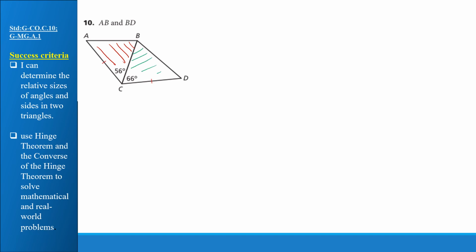Triangle ABC you have to compare with CBD. So let's see this one. These lines, one dash each, mean that the side AC is congruent to side CD. And you see that both triangles share the line BD. So you can say BC, sorry, BC is congruent to BC. Now what is the included angle of these sides? Definitely the included angle is 56, and for the other one the included angle is 66.